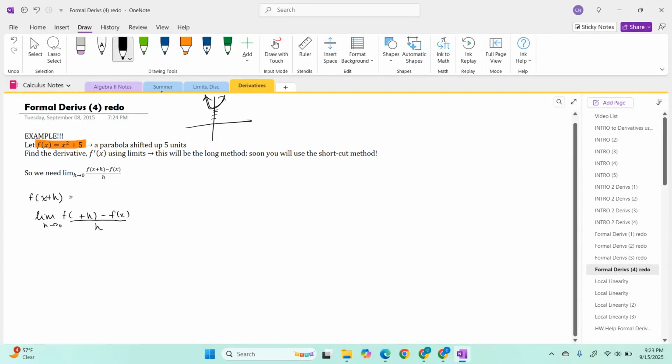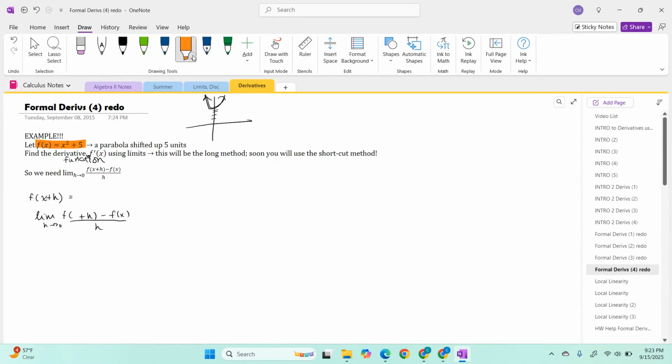Okay, so I want to find the general derivative. I guess I should say the derivative function, because I'm not asking you to find an actual numeric slope, like, oh, the slope is 2 or something. I want you to find the whole derivative function. I'm just going to call it f prime of x.